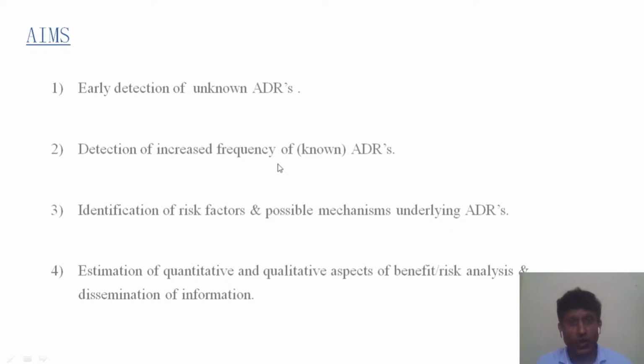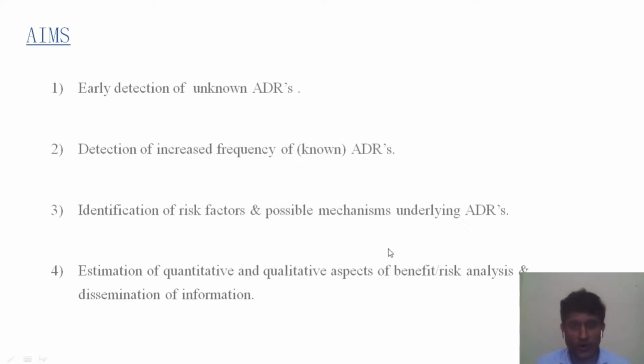When it comes to known areas, for example, if we have lignocaine, which has 1% anaphylaxis, that might be in India. When it goes to Japan, there might be 10%. There might be rising frequency of these known adverse reactions also. So it is very important. Another objective is detection of increased frequency of known adverse reactions also.